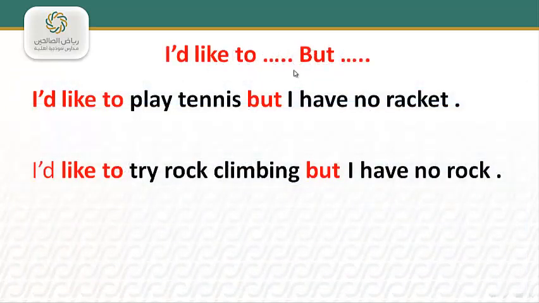I'd like to but أود أن ولكن. I'd like to play tennis but I have no racket. أود أن ألعب كرة تنس ولكن I have no racket. ما عنديش مضرب. I'd like to try rock climbing but I have no rock. أود أن أجرب rock climbing، اللي هو تسلق صخور. But ولكن I have no rock. يبقى I'd like to أود أن but ولكن.